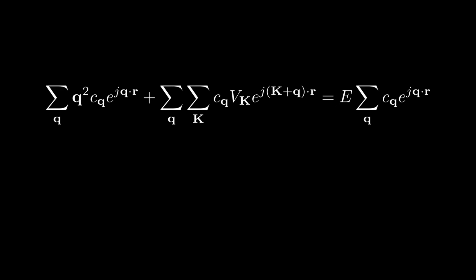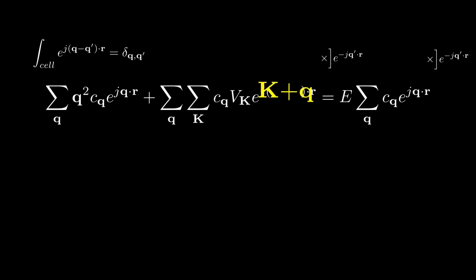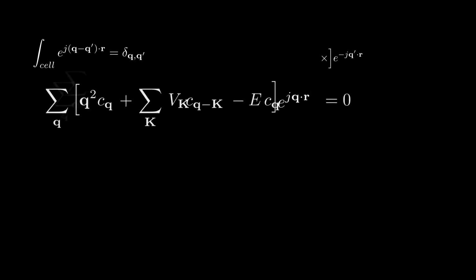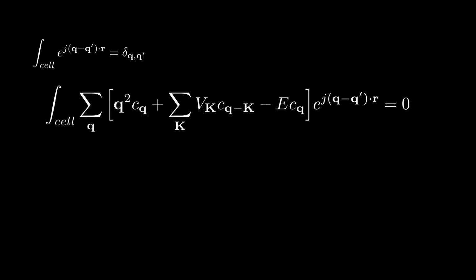Okay, so we can see an opportunity here. If we choose a given value of q prime, multiply both sides by the conjugate plane wave, and integrate over the unit cell, this would allow us to isolate an equation for that particular value of q prime. But we first need a sum involving k plus q to run over q. Therefore, we just write that q becomes k plus q, so c of q becomes c of q minus big K, and rearrange the sum. We now use our trick to obtain a system of algebraic equations for all possible plane waves q.